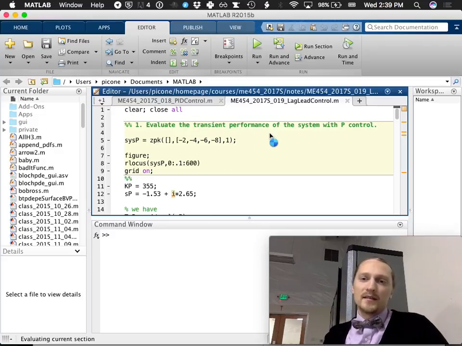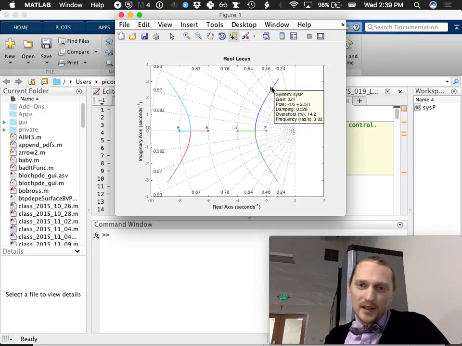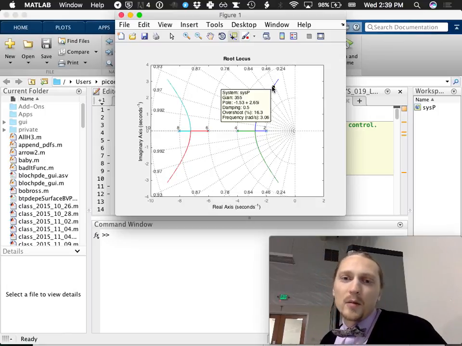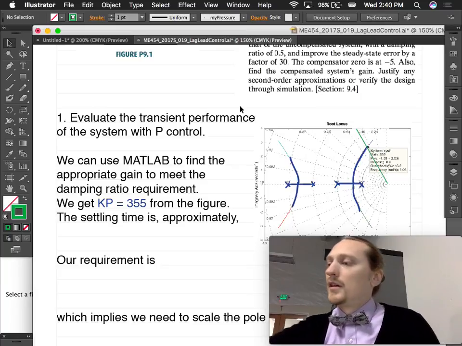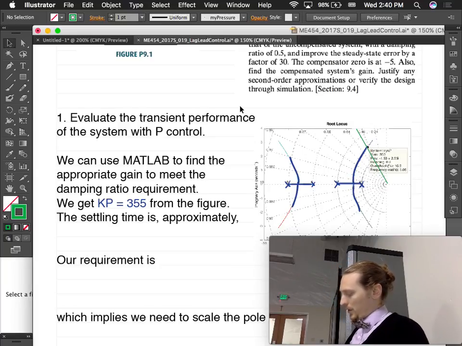So let's evaluate this again. And my screen will be correctly sized this time. Aha. And we have a damping of 0.5, so let's go somewhere in there. We're close already. And I made this ridiculously highly resolved, so I don't know why I got that precise about it, but 355 is a gain that gets us to damping of 0.5, which corresponds to a percent overshoot of 16.3. And the pole is at negative 1.53 plus 2.65 in the imaginary direction. I didn't write that. Let me get my notes out. So we've got our starting closed loop pole location.